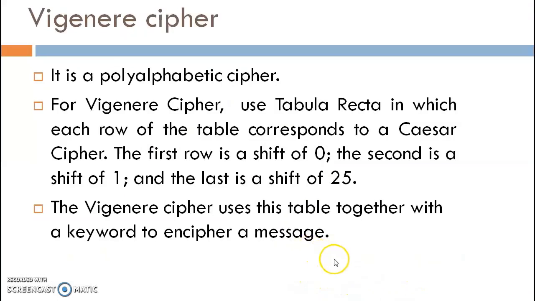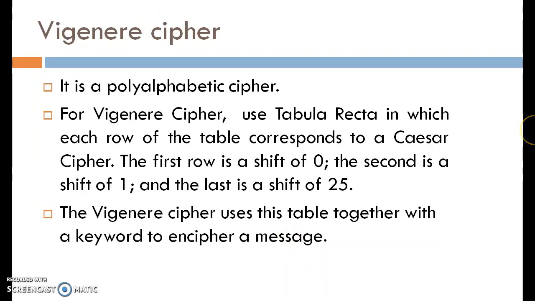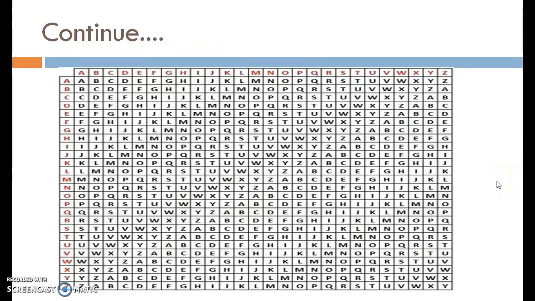Now the Vigenère cipher. It is a polyalphabetic cipher, meaning there is a one-to-many or many-to-one kind of relation. In the Vigenère cipher, we first have to make the Vigenère table like this. This is a Vigenère table.